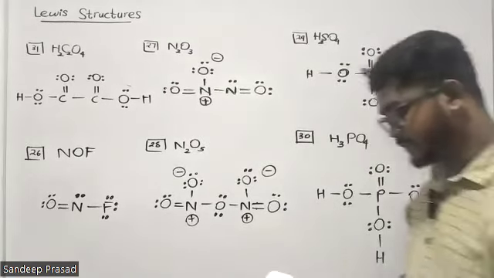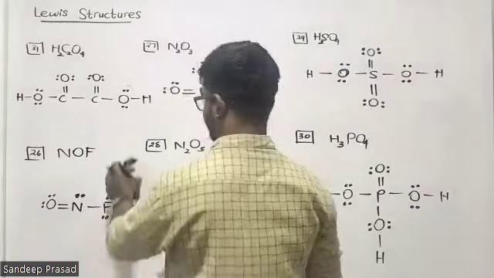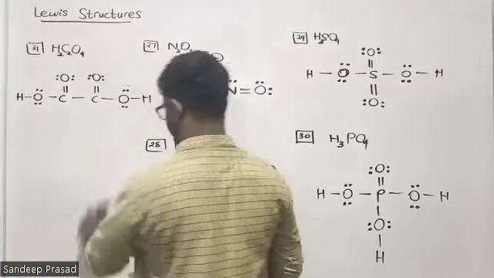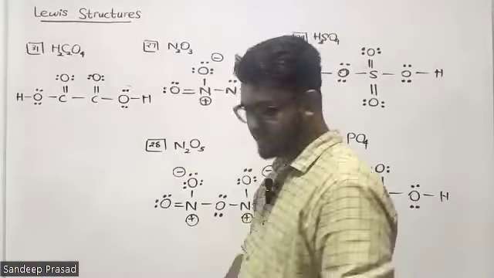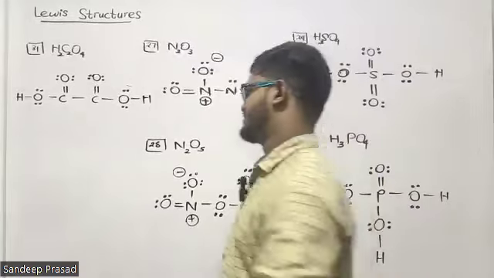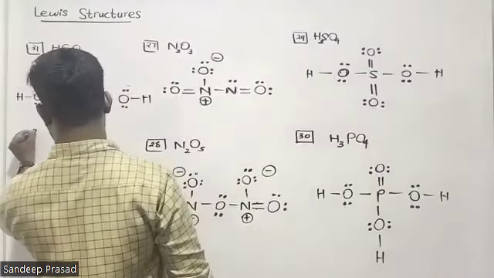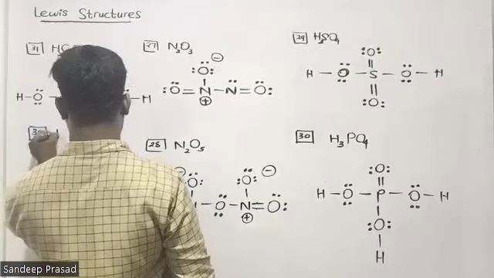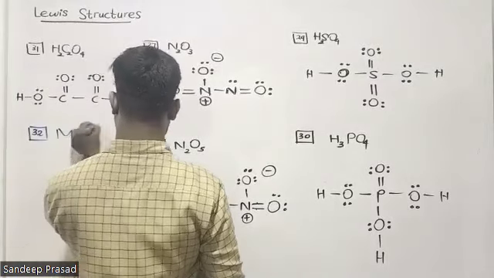Next one. 32. MnO4 minus. Okay, very interesting. Here comes the D block. D block Lewis structures. Normally they won't ask these things, but we have to learn. D block Lewis structures, MnO4 minus.